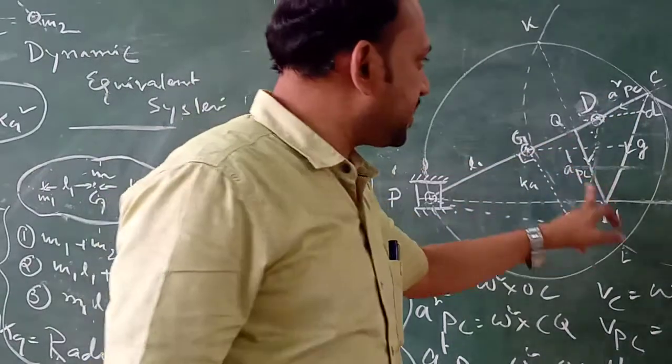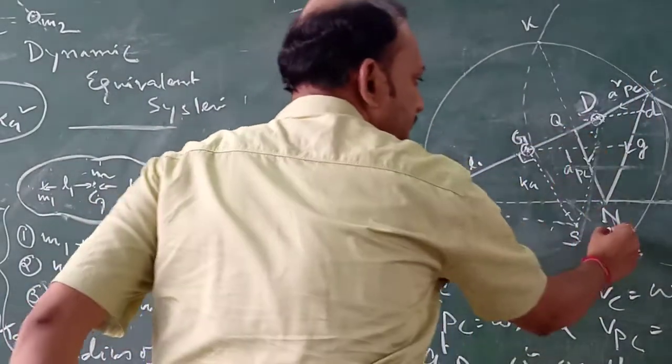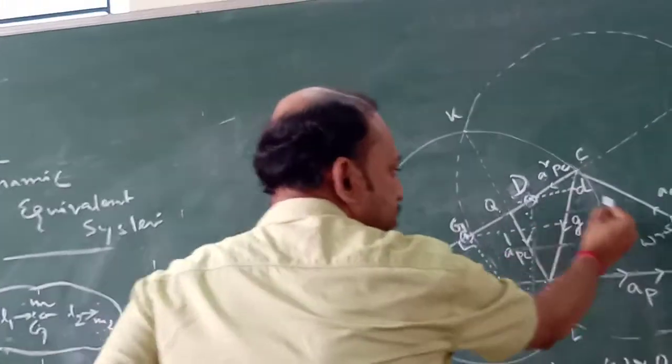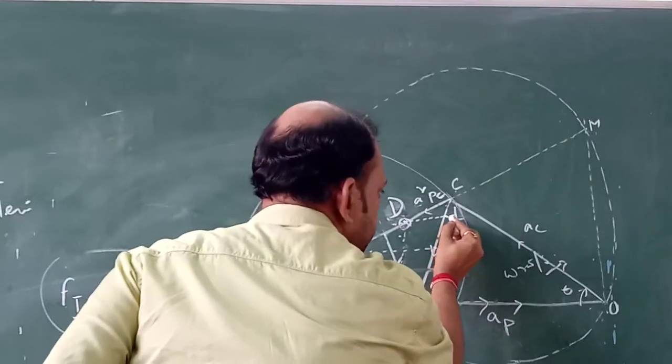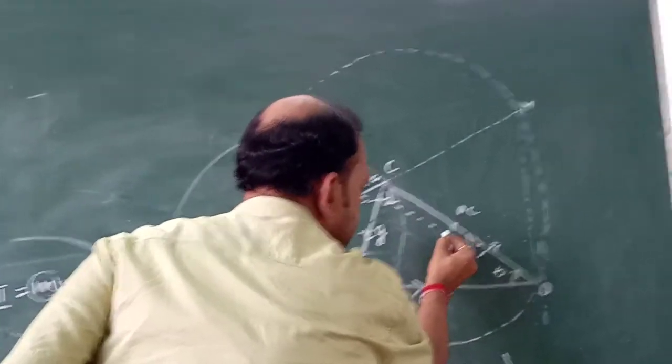So in this acceleration diagram, with C, Q and O, what will be the acceleration of D with respect to O? Simply join D to O.